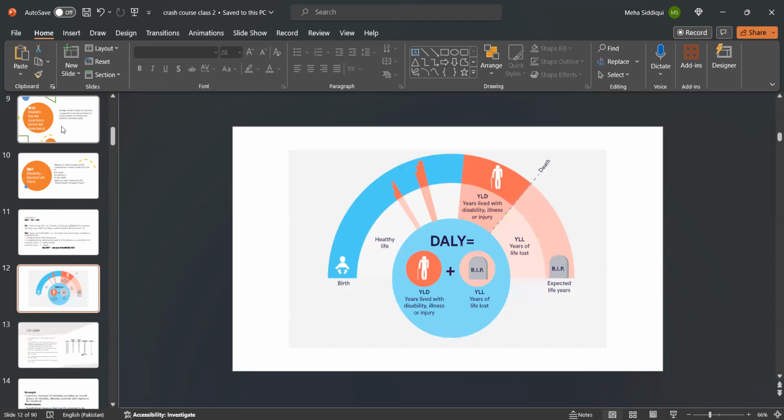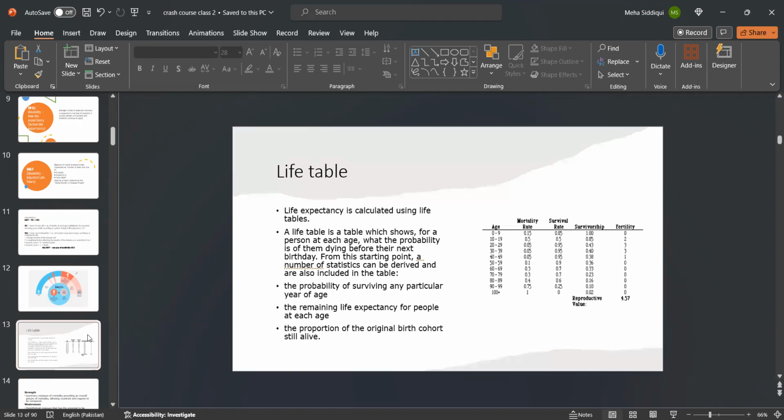Here we can see that DALY, that is disability adjusted life years, is the additive product of years lived with disability, illness, injury, or handicap, and years of life lost. So it all comes in disability adjusted life years. The healthy life is not included in disability adjusted life years, nor does healthy life affect the disability adjusted life years. Then life table. Life expectancy is calculated using life tables.